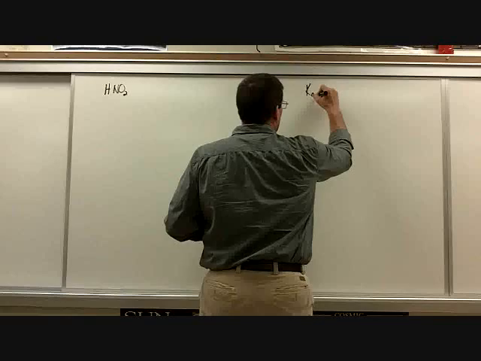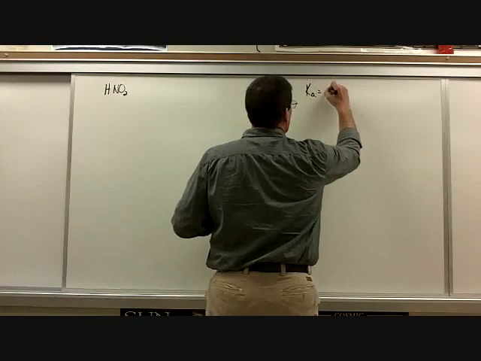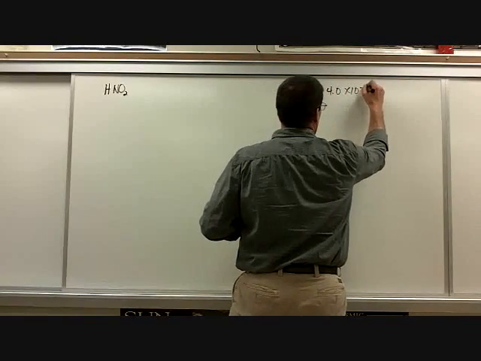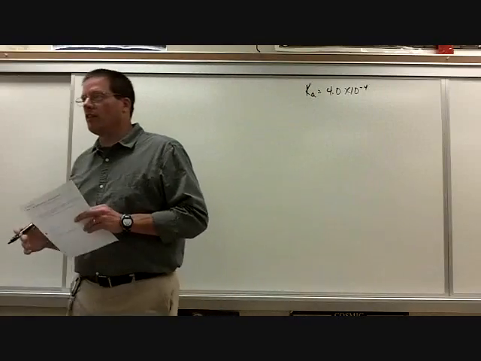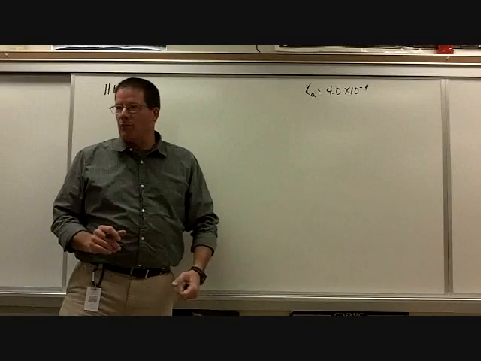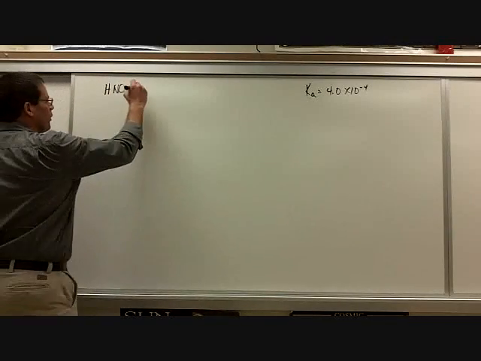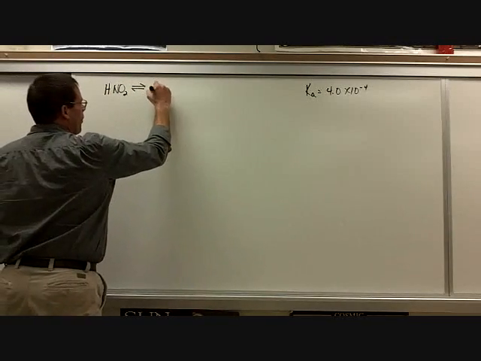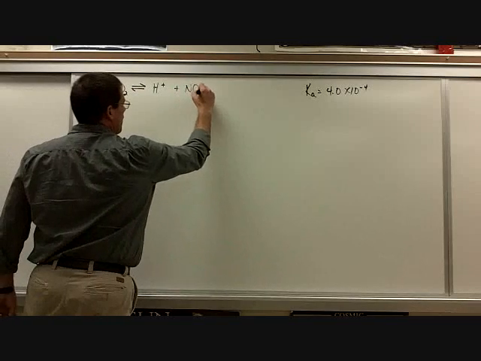Strong? It has a Ka value of 4.0 times 10 to the negative 4. Is that a strong or a weak acid? It's very weak, very good. I don't give you Ka values if it's strong. So this dissociates by forming hydrogen and nitrite.